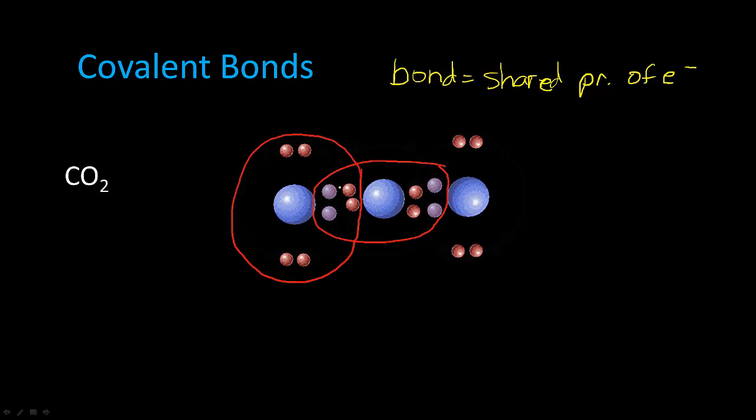Let's see how many shared pairs we have. We have 1, 2 between this oxygen and this carbon, and we have 1, 2 between this oxygen and this carbon. So what this looks like is carbon double bonded to an oxygen on each side. This does not mean oxygen equals carbon, which equals oxygen. It means oxygen double bonded to carbon, double bonded to oxygen.